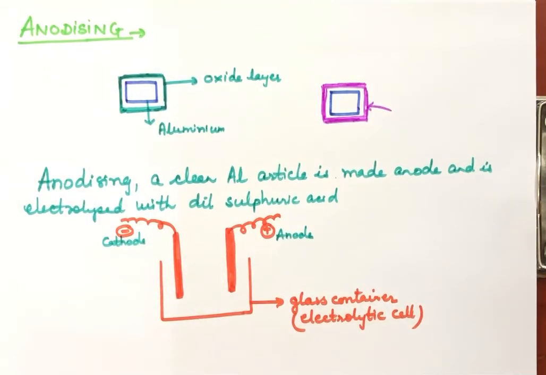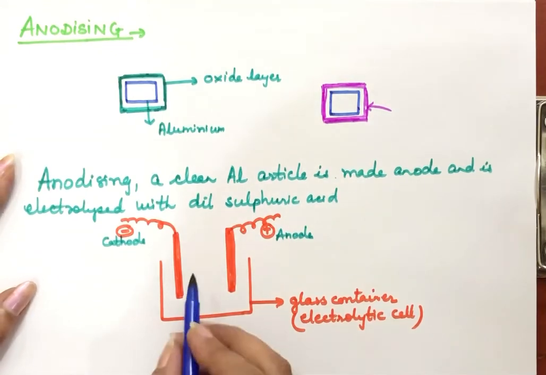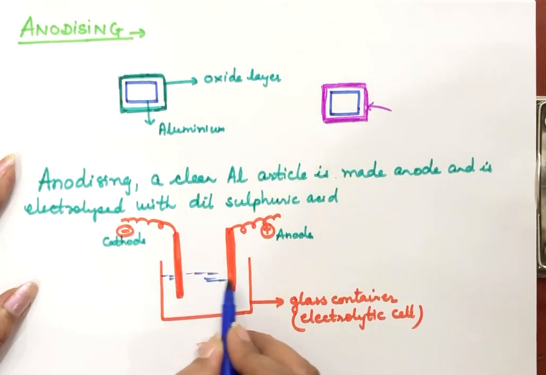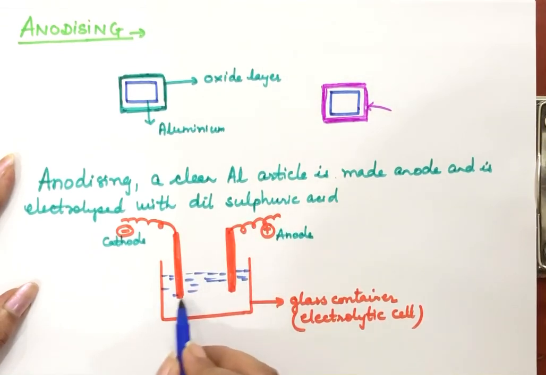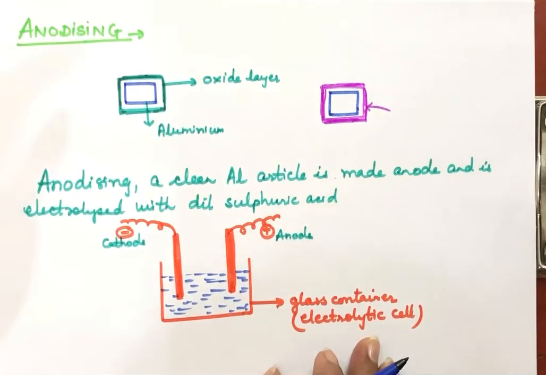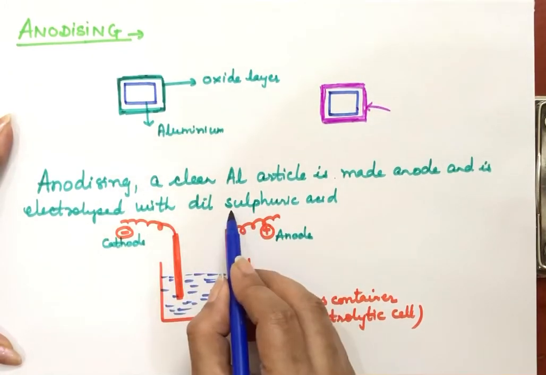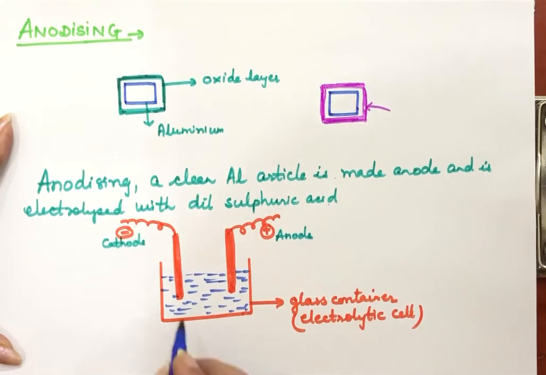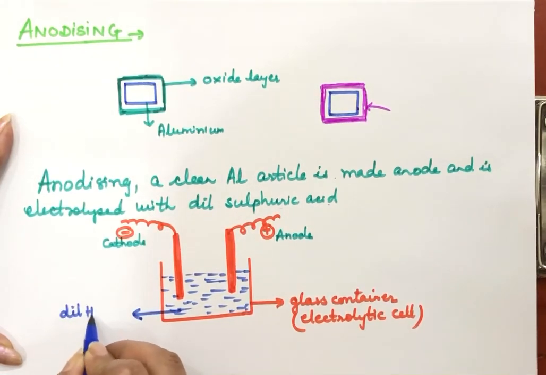So one thing is we need a cell, second thing is we need electrodes, and the third thing that we need in the electrolysis process is some electrolyte here. For the electrolyte, we can take either a molten solution or an aqueous solution. In this case, this electrolyte is dilute sulfuric acid. So this one for anodizing is dilute sulfuric acid.